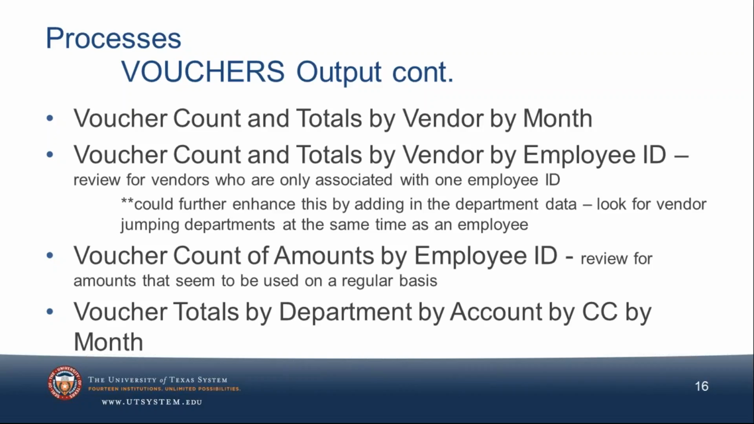Just one approach. I made a note here that I could further enhance this particular voucher count and totals by vendor by employee by adding the department data. Again, I haven't tried this. It's just something that came to me, that you could look for a vendor jumping departments at the same time as an employee. I don't know how probable this is. I was just trying to think of ways that you could identify some fraudulent situation, and I think this would be a good way to identify an interesting situation, not necessarily a fraudulent one.